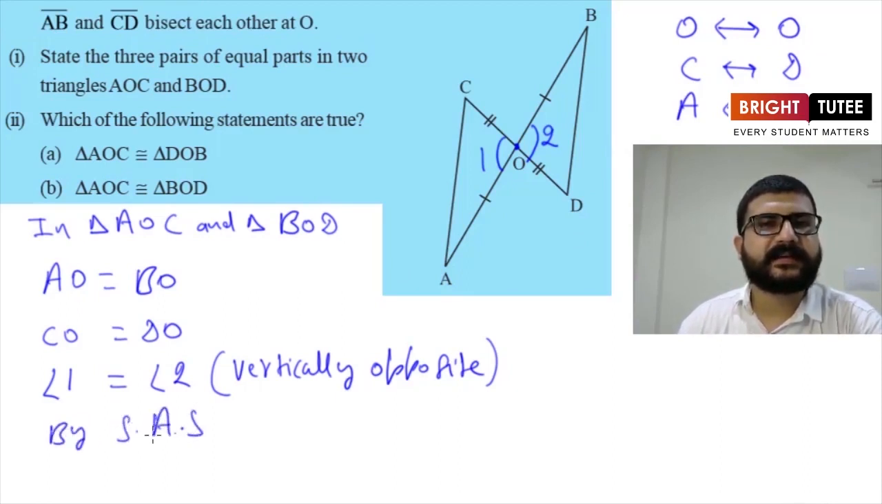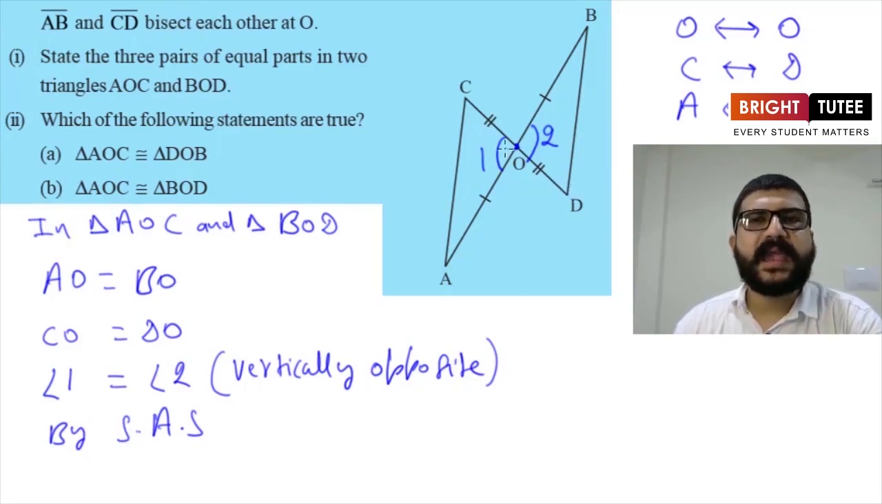So now we can write it here by SAS. Here we are using SAS criteria because we can see here two sides of triangle AOC are correspondingly equal to two sides of triangle BOD, and the included angles are also equal, that is angle 1 is equal to angle 2, as they are vertically opposite angles. So now the relation will be like this by SAS. So now symbolic representation of congruence relation will be like this.